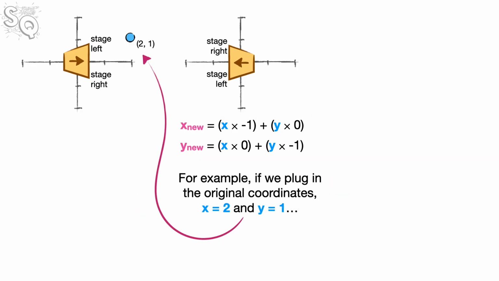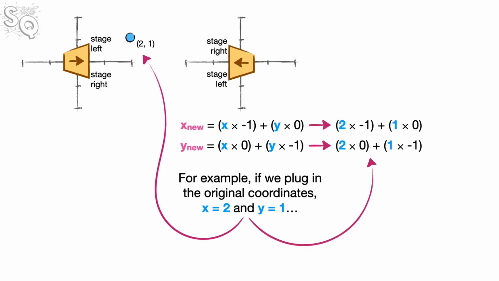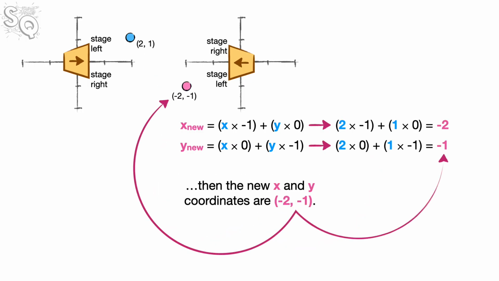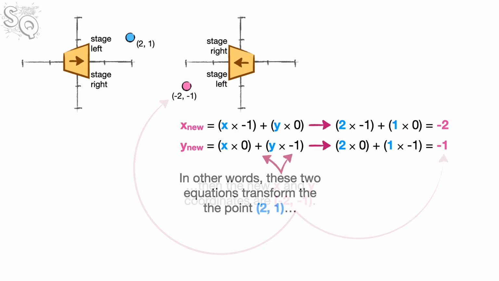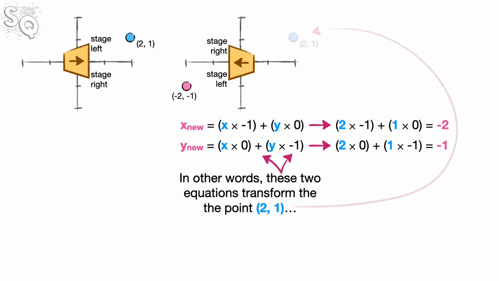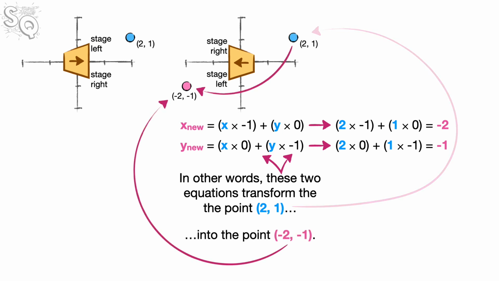For example, if we plug in the original coordinates, x equals 2 and y equals 1, then the new x and y coordinates are -2, -1. In other words, these two equations transform the point 2, 1 into the point -2, -1.